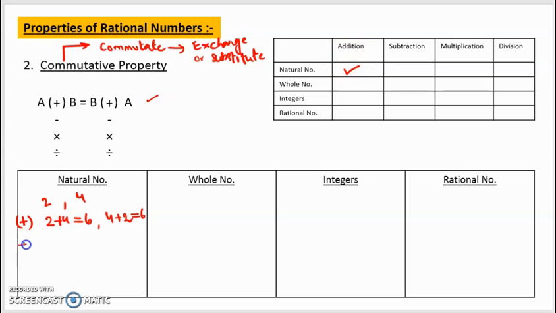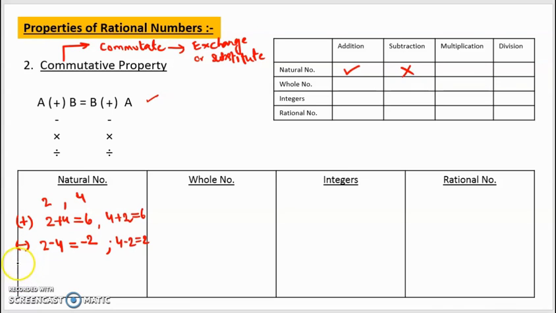Let us do it for subtraction. 2 minus 4 gives me minus 2, while 4 minus 2 gives me 2. So you can clearly see the results are different. Hence, if I commutate two natural numbers in subtraction, it won't give me the same result. So natural numbers do not follow the commutative property for subtraction.